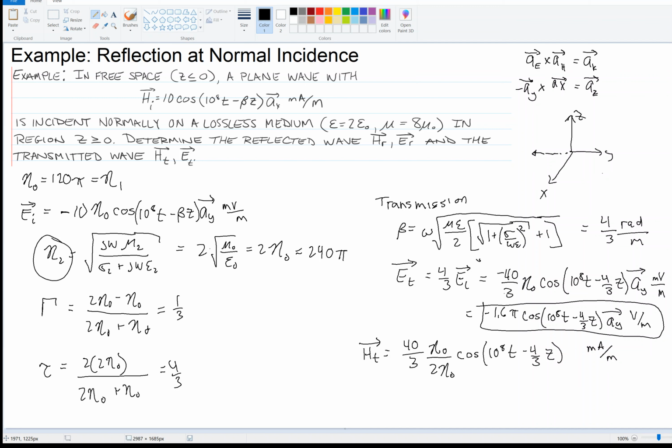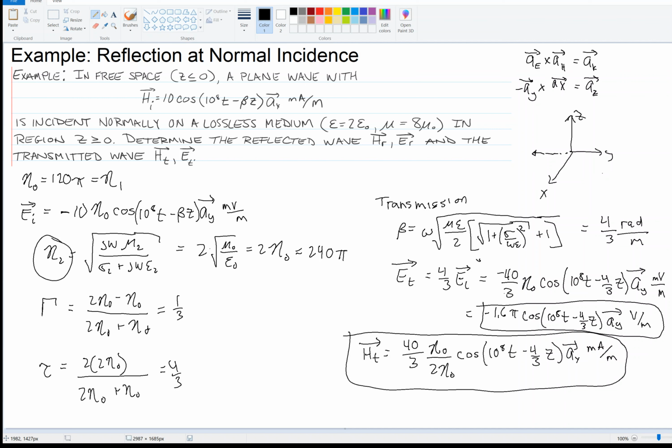Now we need to think about the direction. The transmission is still in the positive z direction. E is negative y, so H needs to be positive x. I'm just going to put positive x there, and that's why I dropped the negative here. You can point the fingers of your right hand down negative y, because that was the electric field, and curl your fingers in the direction of H, which is positive x, and then your thumb should point to the positive z direction, which is the direction of propagation, and it does. So now we're good with that. You can cancel out the eta zeros and do a little simplification there.